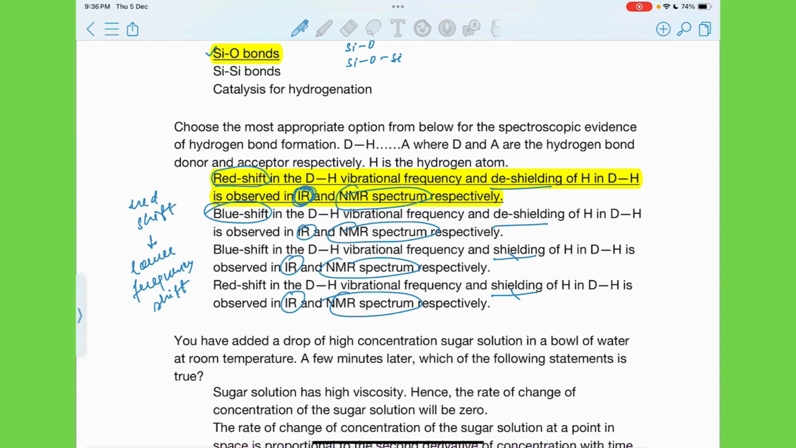So the correct option is option number 1. I hope you are listening to it carefully.